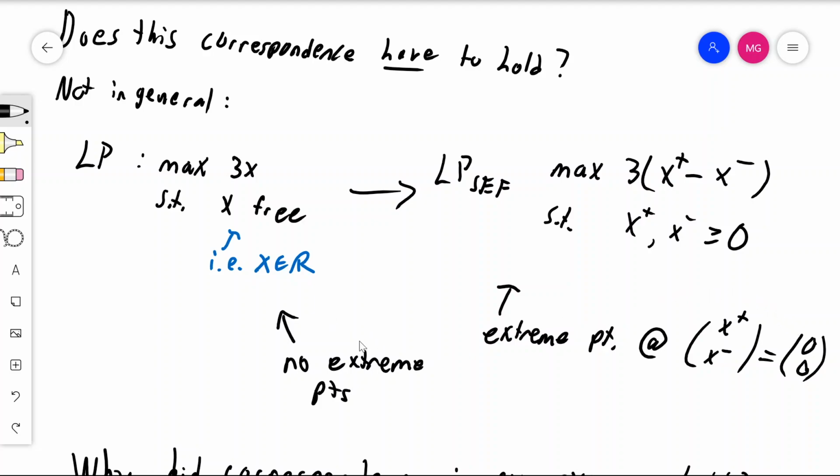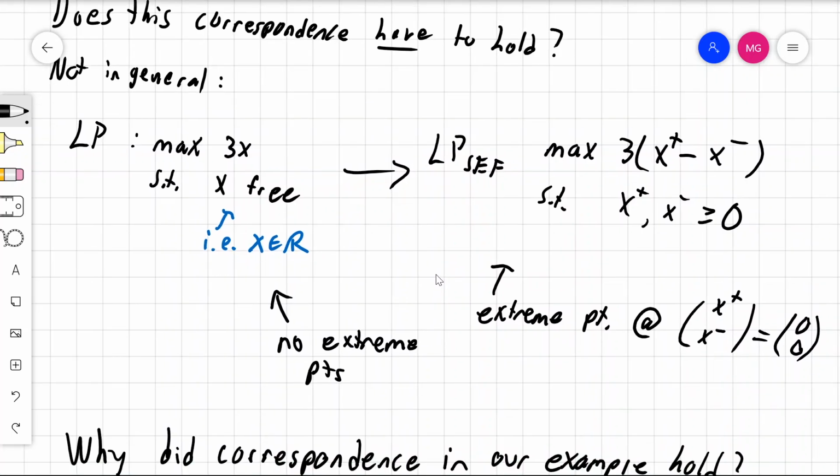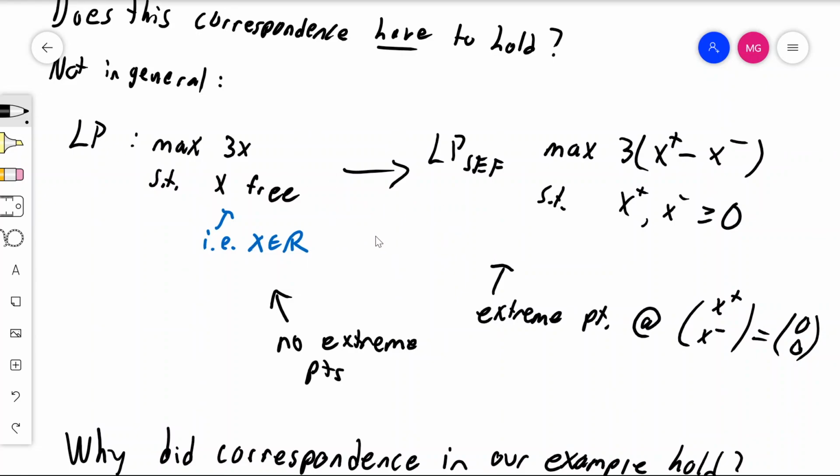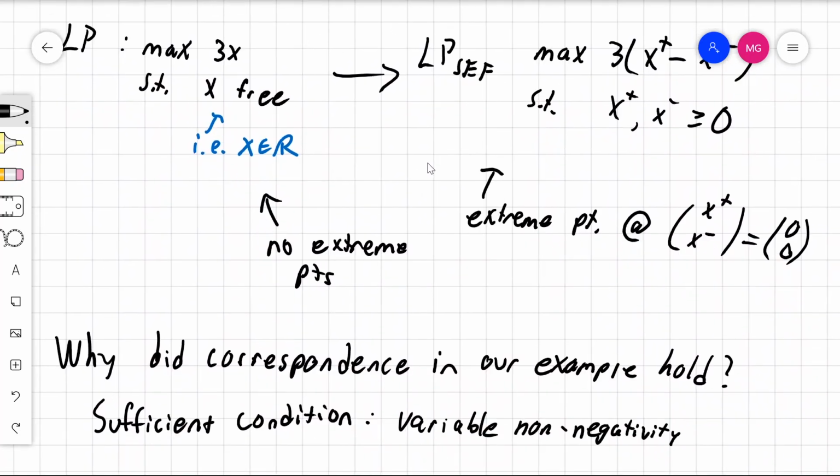So you can see that there's no extreme point in the original linear program, and there's exactly one extreme point for the SEF version. So there can't possibly be a correspondence of extreme points because there's a different number. There's none here and there's one here. So this correspondence that happened in the prior video, where there was a bijective correspondence between extreme points of the original linear program and extreme points of the SEF version, doesn't always have to hold.